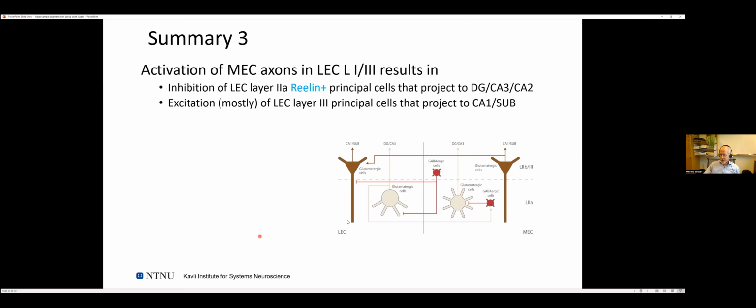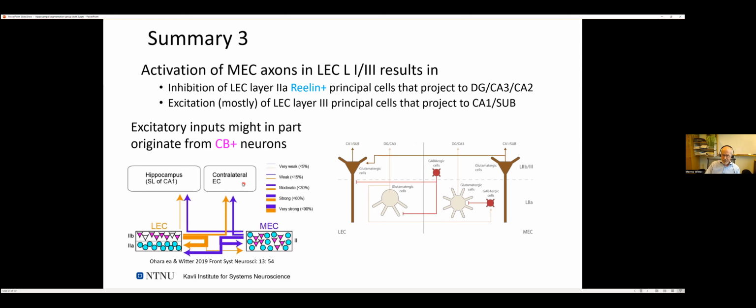So in other words, there is a circuit that connects the medial entorhinal cortex to the lateral entorhinal cortex that has two opposing effects. If we drive this input, there is a strong inhibitory effect on this cell that projects to the dentate gyrus in CA3, whereas there is more of a stimulating or excitatory effect on this neuron that projects to the CA1 subiculum. So the medial entorhinal input, simply said, a representation of space, allows the two pathways from LEC to switch. This one is silenced. This one is preferred to fire into the hippocampus.